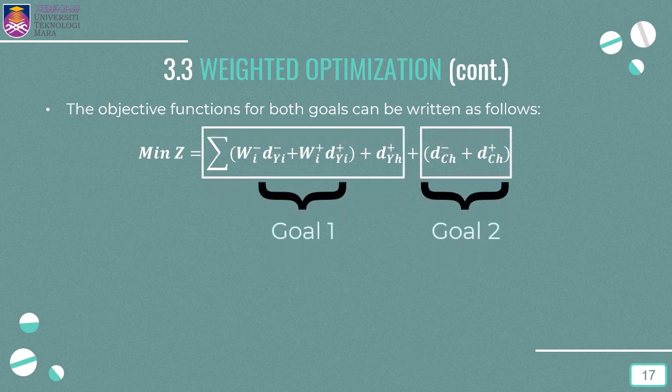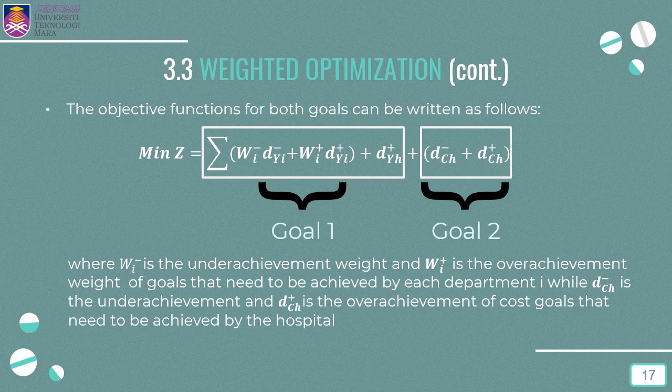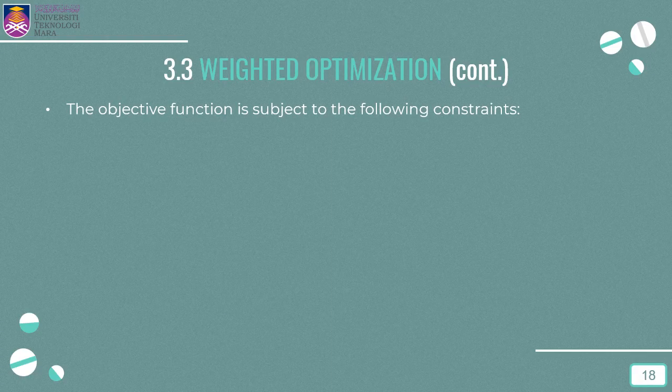Min Z equals the summation of Wi(Dyi⁻ + Dyi⁺) + DYH⁻ + DYH⁺ + DCH⁻ + DCH⁺. Wi is the weight of department i, Dyi is the goal number of beds in department i, DYH is the goal number of beds in the whole hospital, and DCH is the goal bed operation cost for the whole hospital. The plus or minus symbol on top of the parameters indicates the overachievement and the underachievement of the goals respectively. The objective function is subject to the following constraints.